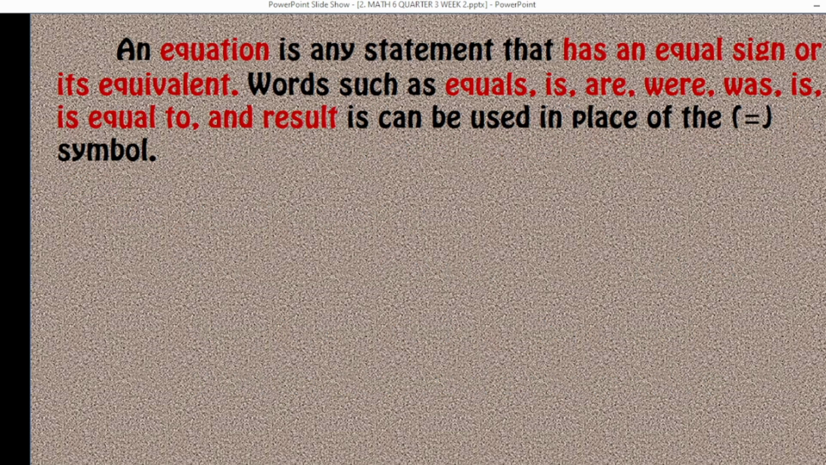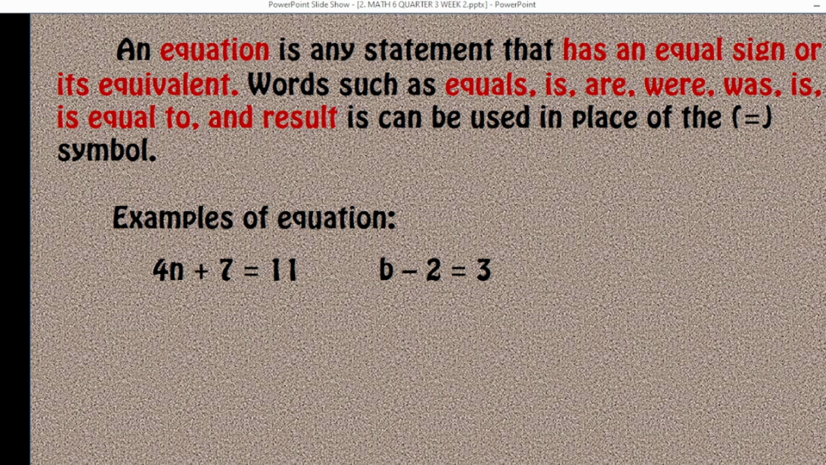An equation is any statement that has an equal sign or its equivalent. Words such as equals, is, are, were, was, is equal to, and result is can be used in place of the equal symbol. Kapag sinabi naman mga bata na equation, ito ay may equal sign. Kung wala namang equal sign or symbol, gumagamit ito ng word na equals, is, are, were, was, is equal to, and result is. Example of equation: 4n plus 7 is equal to 11.